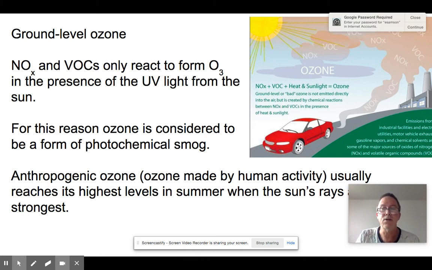And because it requires sunlight, we find that ozone levels tend to be higher in the summer months, when the sun is higher up and stronger, than in the winter months, when the sun is lower down and shines for less time, even though the underlying chemicals from which it is produced, nitrogen oxides and VOCs, are still present in pretty much the same abundance, if not higher.